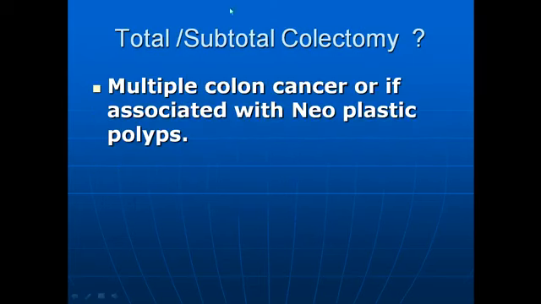There is another two term, that is total or subtotal colectomy. When it is done, multiple colorectal cancers are associated with neoplastic polyps. Say, for example, a patient is having a synchronous tumor, one in the sigmoid colon and another in the ascending colon. In that case, you will have to do a total or subtotal colectomy. Or if the patient is having a cancerous or neoplastic polyp in the other part of the colon. So that is the indication of doing a full length colonoscopy.